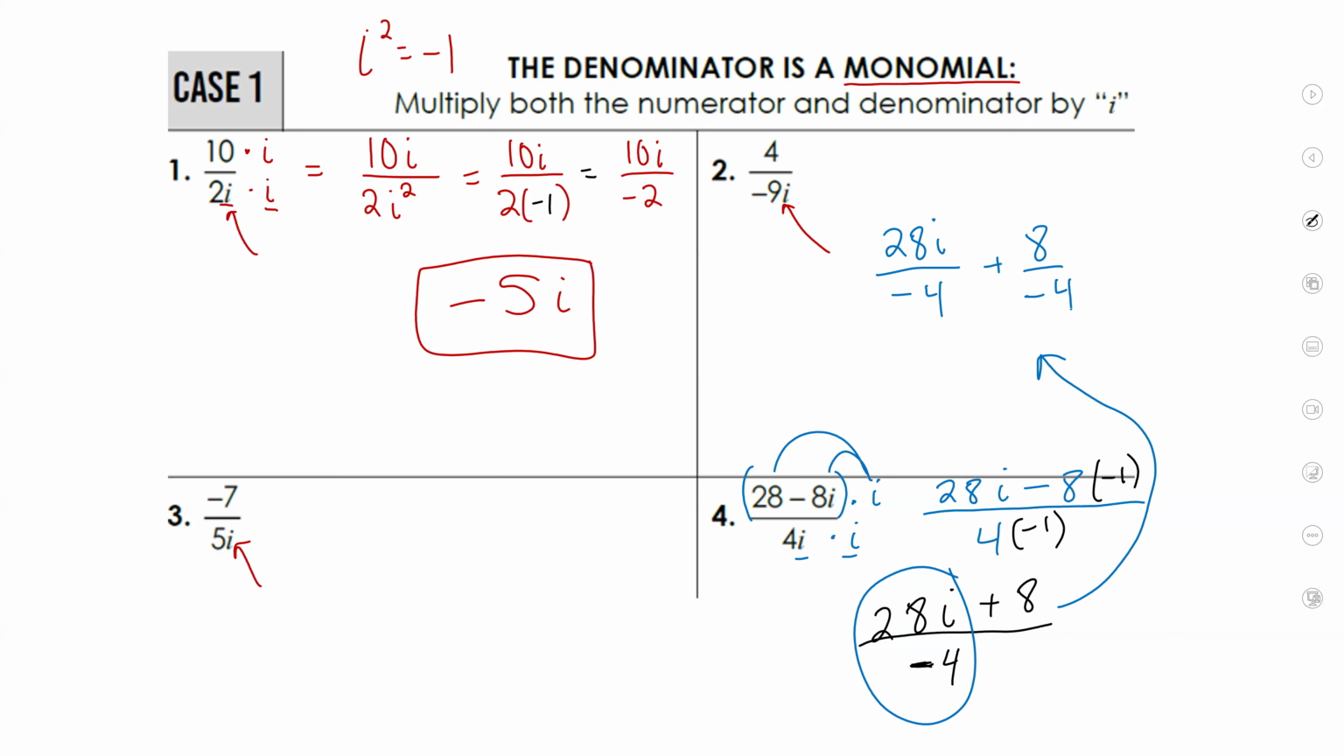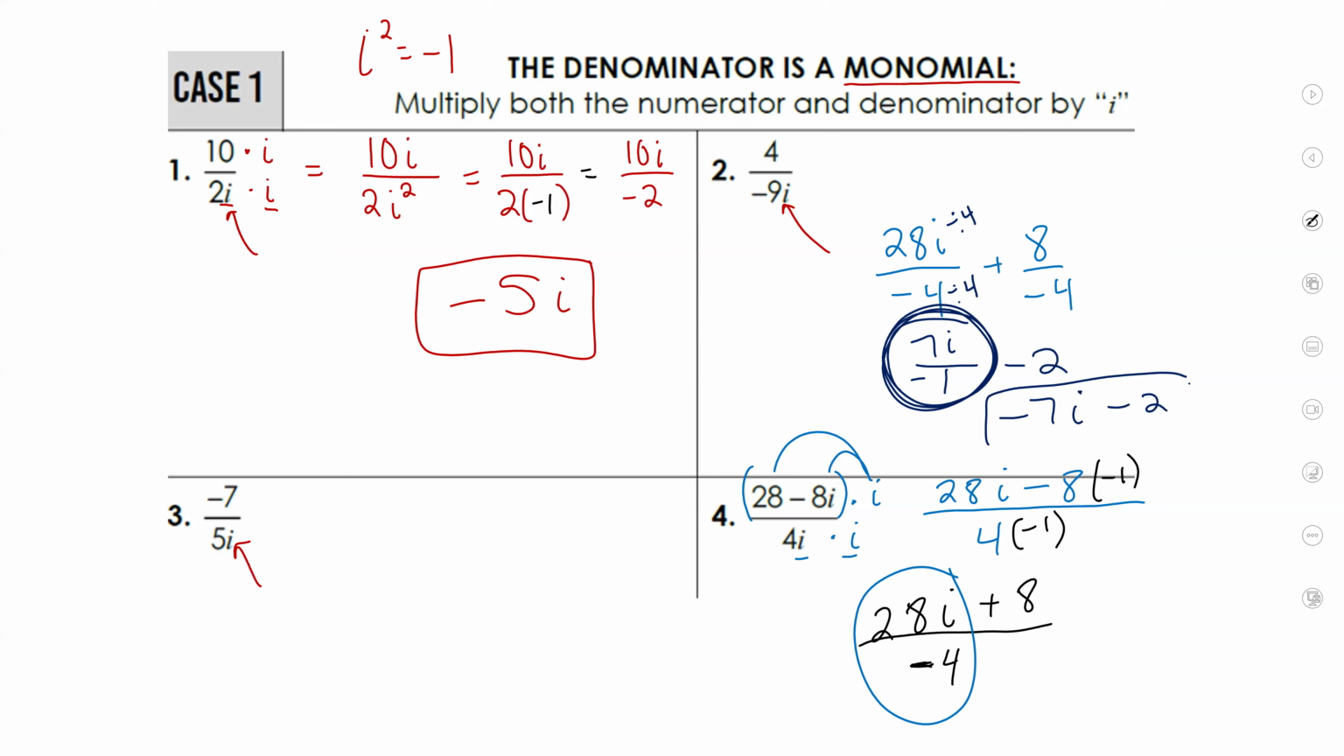Now let's simplify. This first fraction, they can both be divided by 4. What's 28 divided by 4? 7i over what's -4 divided by 4? -1. Okay, what's 8 divided by -4? A -2. So this is just -2. So we get the same thing. Well, guys, what's a positive over a negative? Okay, so this is just -7i minus 2. So that is how you simplify this big fraction that we had.